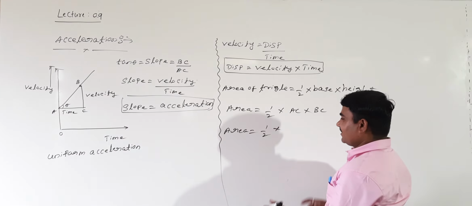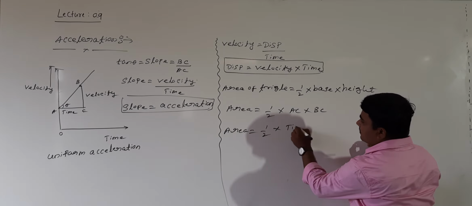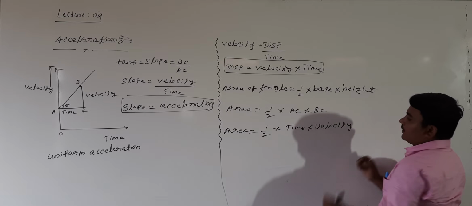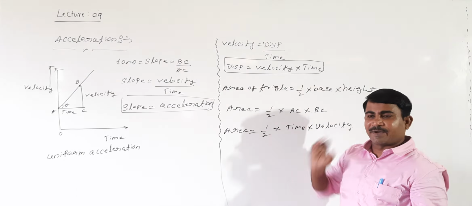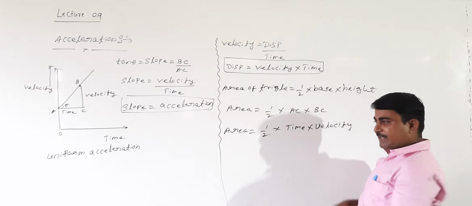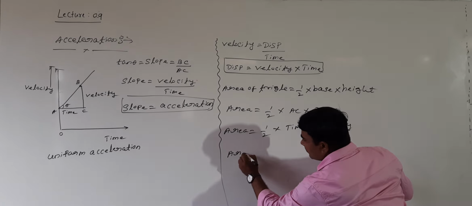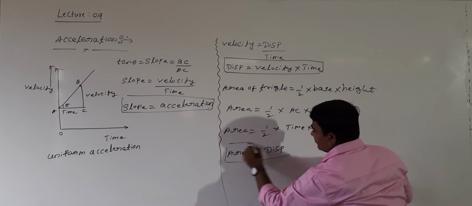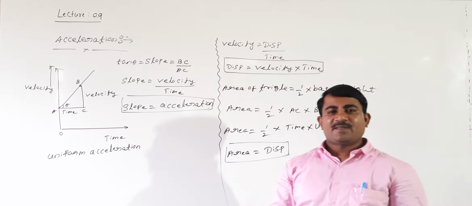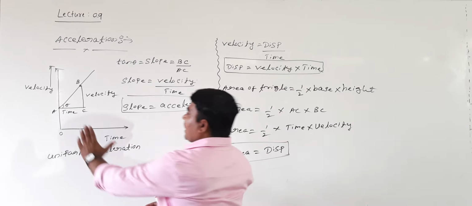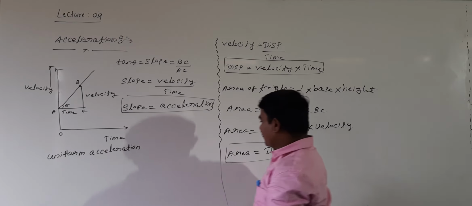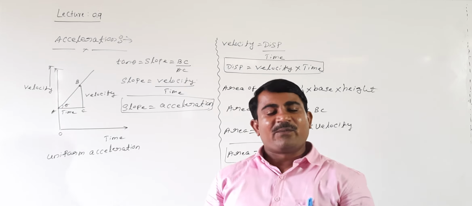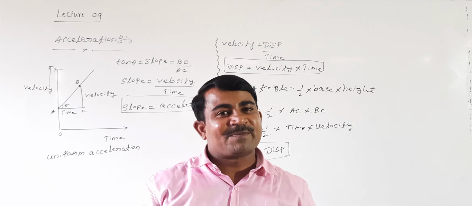So we get time into velocity, that is displacement. Displacement by 2, that is also displacement. Then how do we write the area? Area equals displacement. From this, what did you get? You can say that the area under the velocity time graph represents displacement traveled by the body.